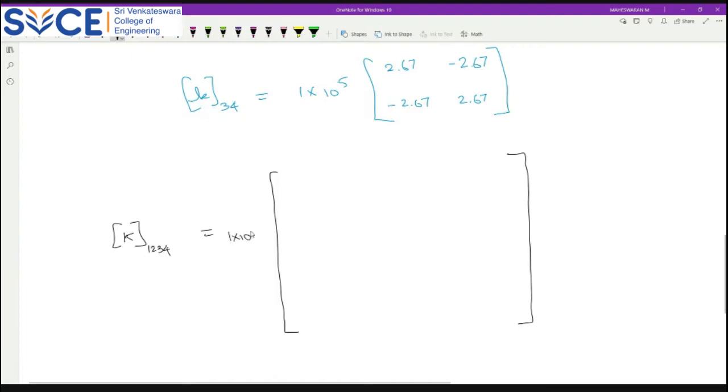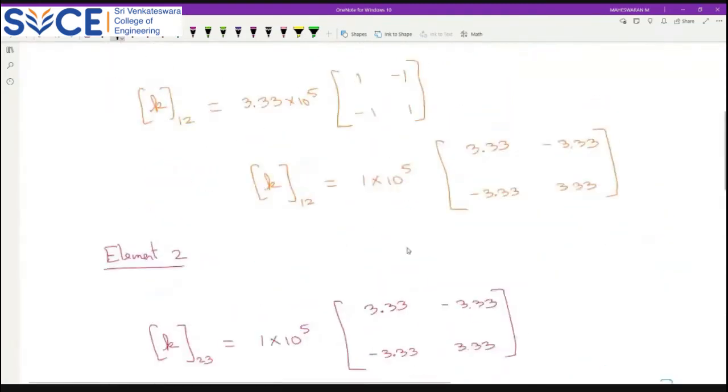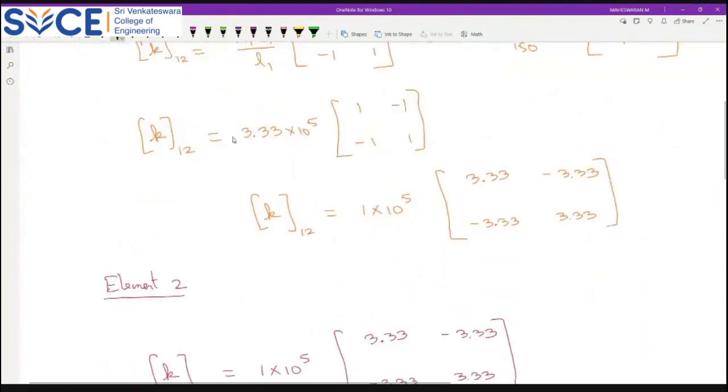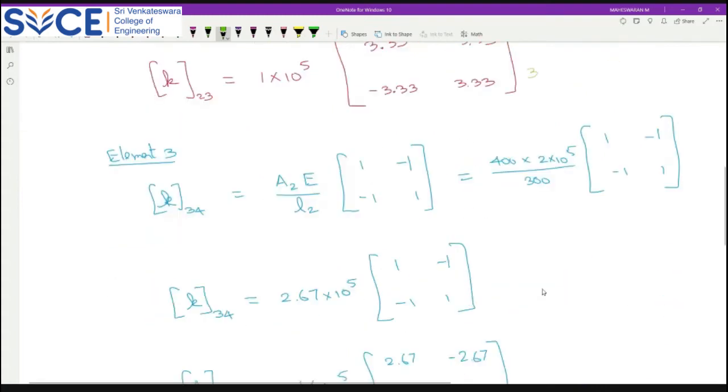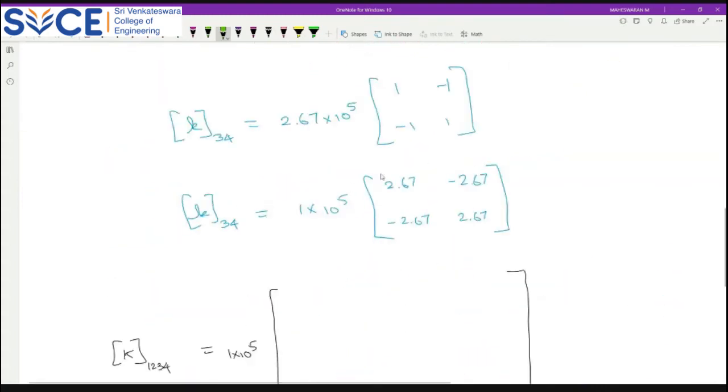Okay, so 10 power 5 is a common term, I will put it out. So remaining, let me address this one by one. Let me address the first one. When I address here K12, this is 1 2 and this is 1 2, right? When I go for element 2, it is 2 3. When I go for element 3, it is 3 4. This is the connection of the nodes, how the element is connected with respect to which node. That's what we are indicating here.